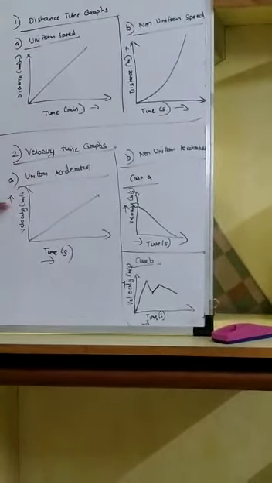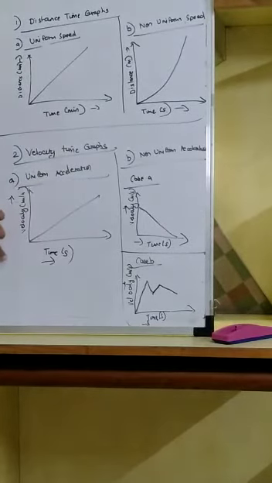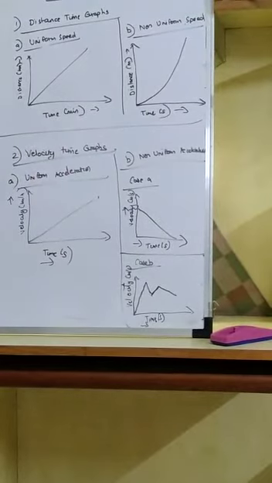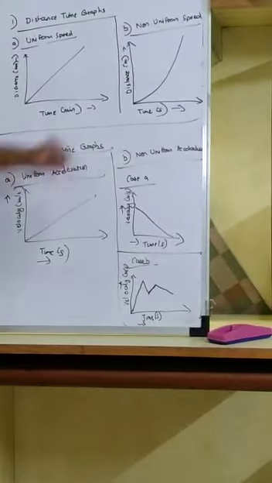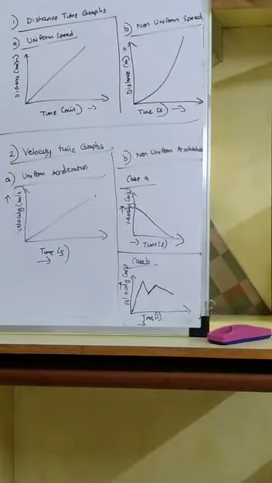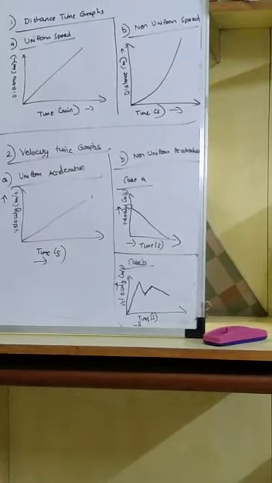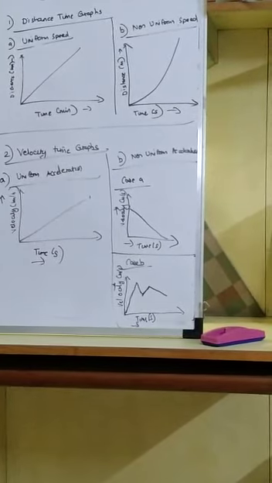So equal velocities in equal intervals of time, uniform acceleration, can again be represented as a straight line emanating from the origin, just like uniform speed. For non-uniform acceleration, there are actually two cases. Non-uniform acceleration, as you know, is also negative acceleration or deceleration.